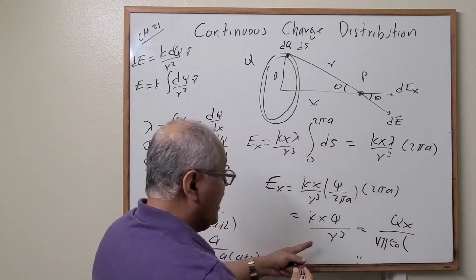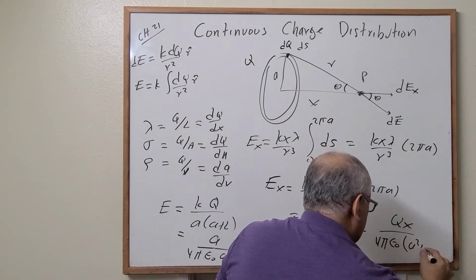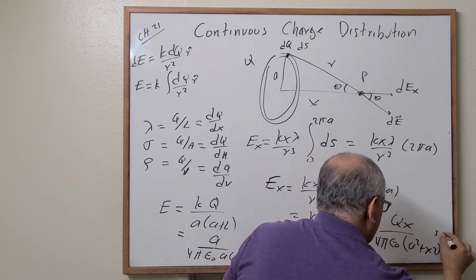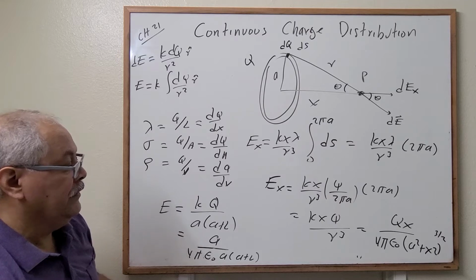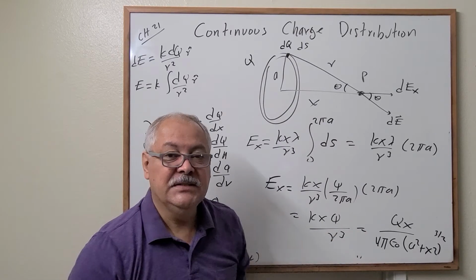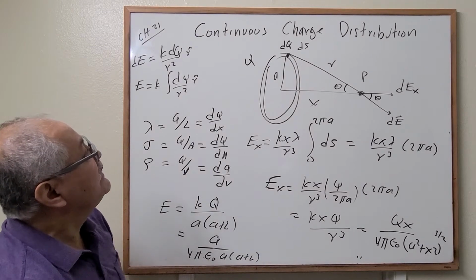And what is R? R is going to be a squared plus x squared, to the 3 halves. Okay, so the answer is the same. Perfect. Now let's go to the next distribution.